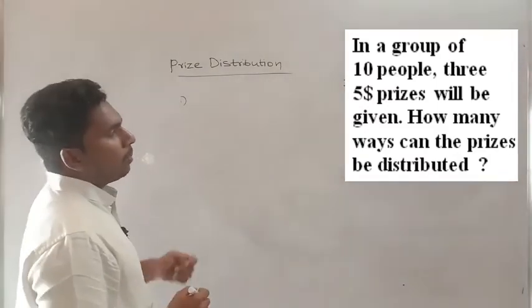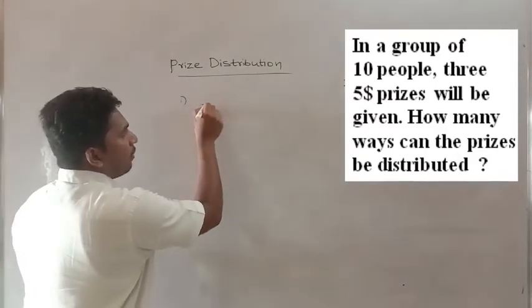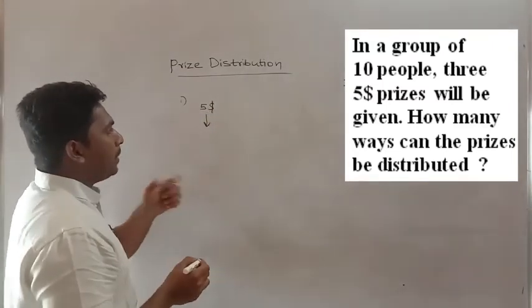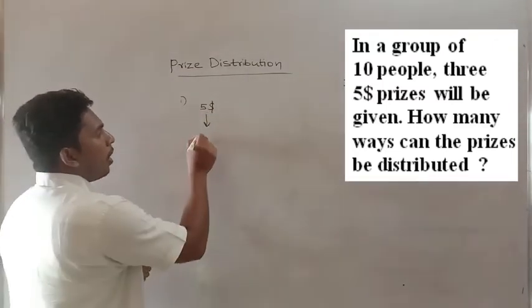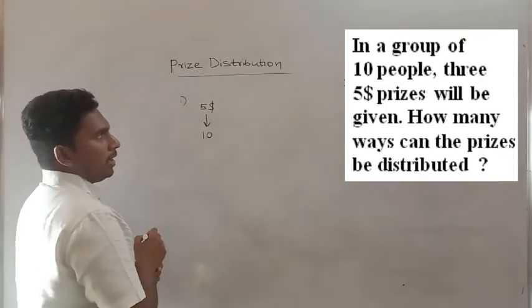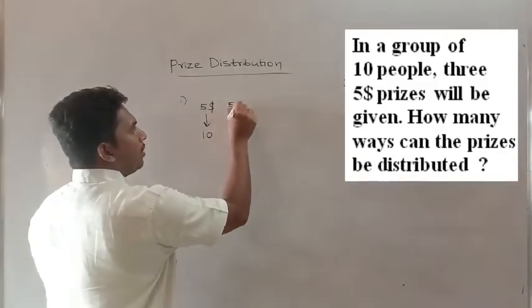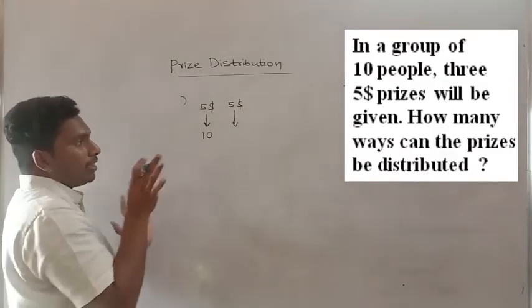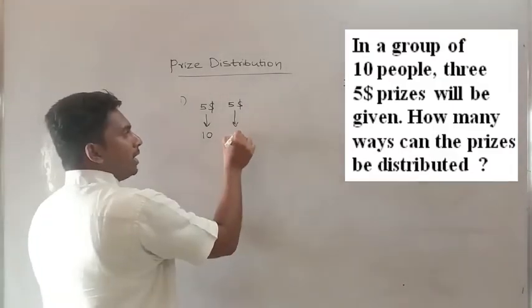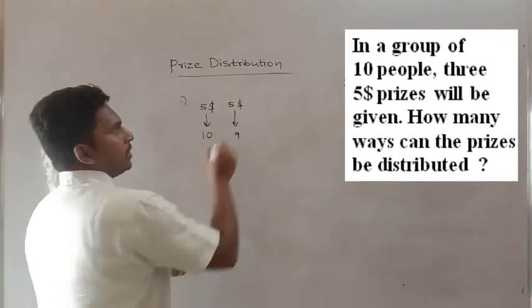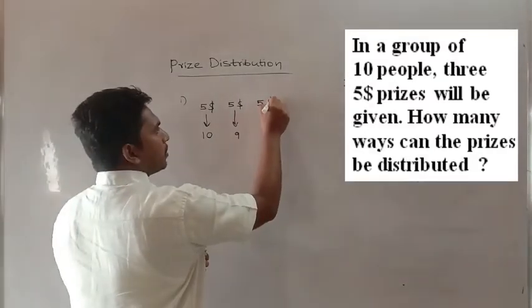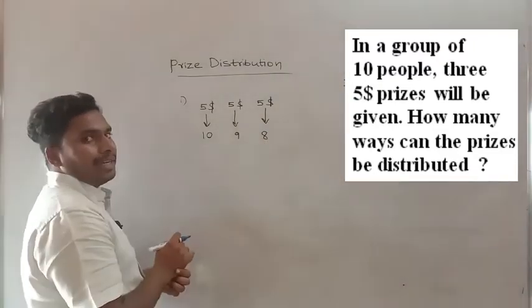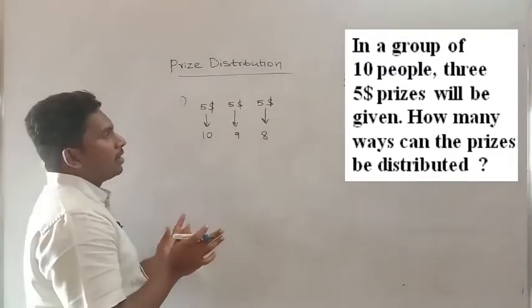In order to give the first $5 prize, how many people are there? All will come, 10. In order to give the second $5 prize, how many are there? Already one got the prize, right? So remaining will be 9. Next, the third $5 prize. In order to receive that, there are 8 persons left over.